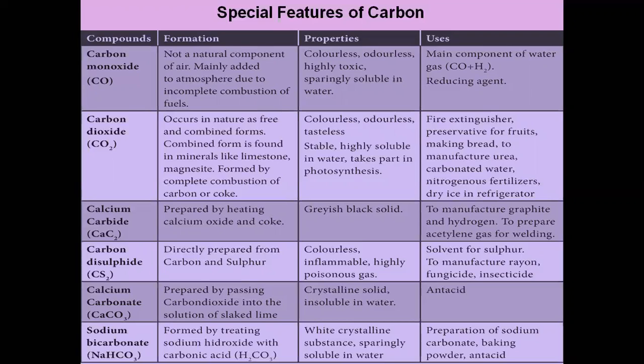Next one is sodium bicarbonate, NaHCO3, formed by treating sodium hydroxide with carbonic acid. So, the combination of sodium hydroxide and carbonic acid gives sodium bicarbonate. The properties of sodium bicarbonate: a white crystalline substance, freely soluble in water. So, the sodium bicarbonate is soluble in water. Uses: preparation of sodium carbonate, baking powder, antacid. Okay. So, sodium bicarbonate is one of the constituents of the baking powder.